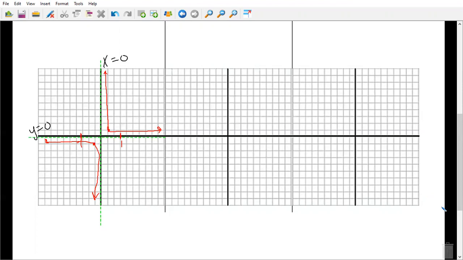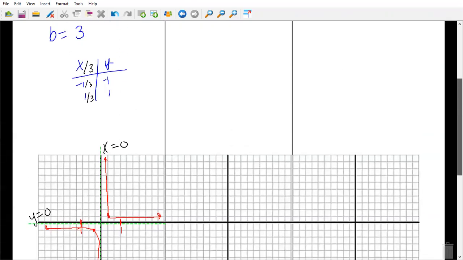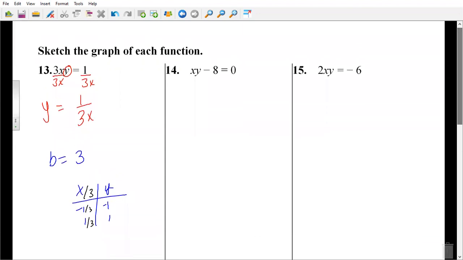All right, on the next one, again, getting this by itself. So what do I need to do to get y by itself? First thing I need to do, anybody, everybody, somebody, add 8. I'm going to add 8 to both sides. So I have x times y equals 8. And then do what? Divide x. So now we have y equals 8 over x.